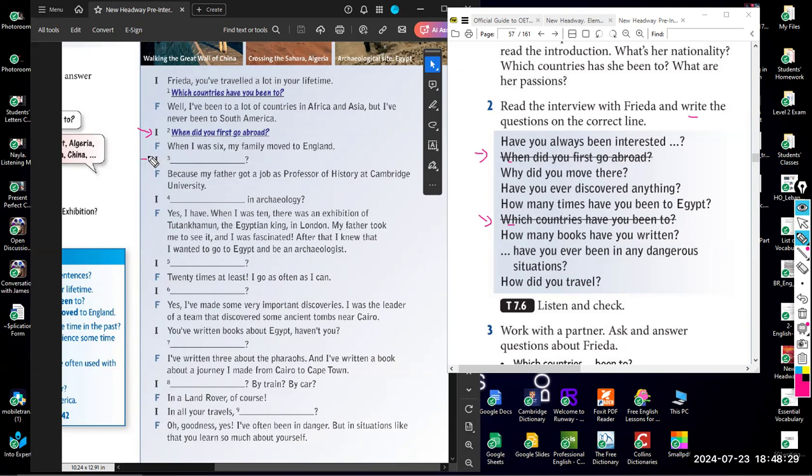Now we have to write the third question, which the answer is because my father got a job as a professor of history at Cambridge University. What do you think? Sure, we have when I was 6 before. Okay, when I was 6 before. This is the answer of this question. Am I right? No, why did you move there? So why did you move there?